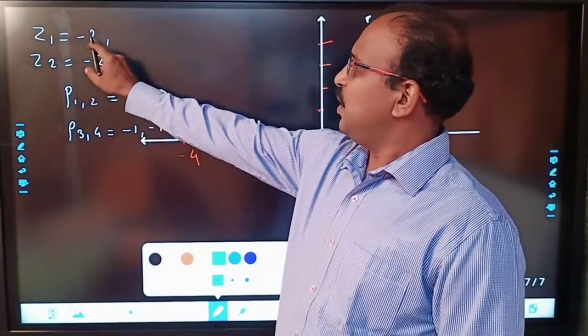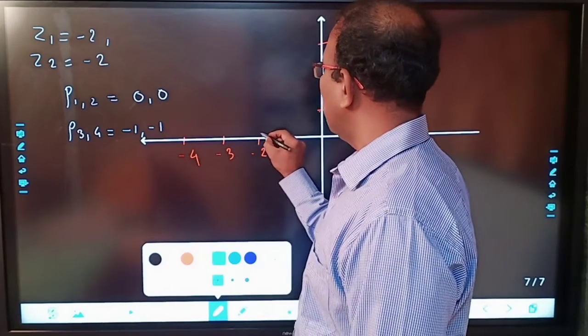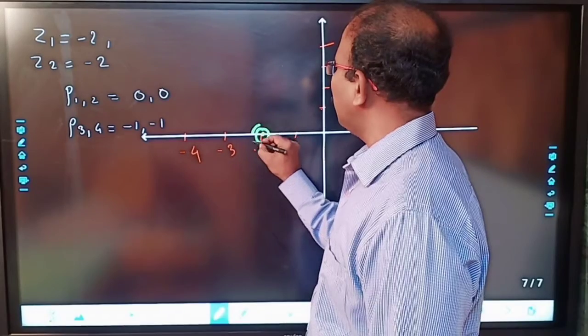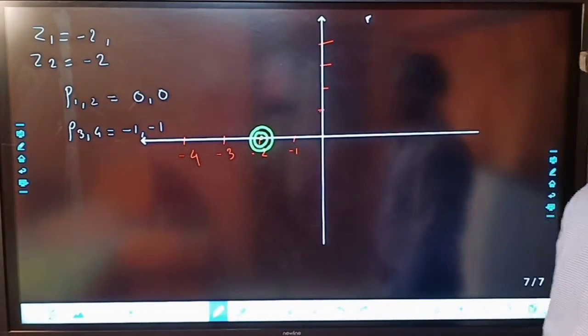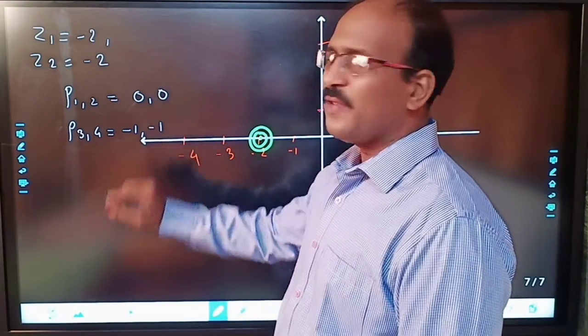Zeros will be at minus 2. Two zeros. So how do we write two zeros? This is 0, 1, 0, first 0. Okay. And over that we can write like this. This is the presentation of two zeros. Okay. How do we write poles? Two poles at 0.